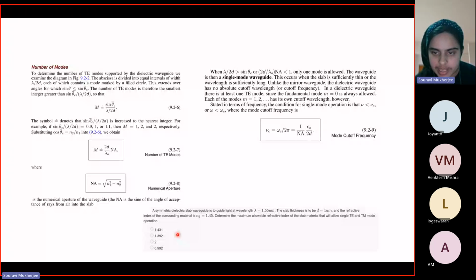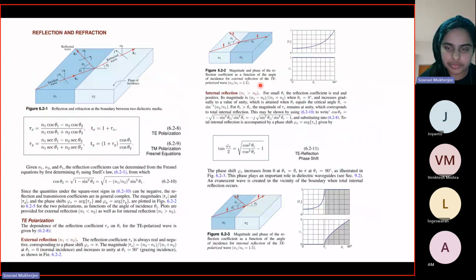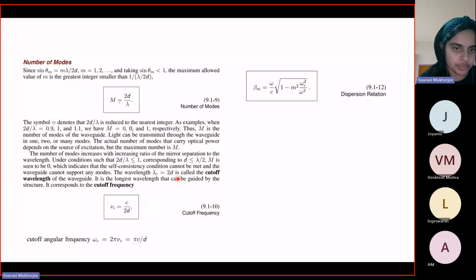Whenever it says allow single TE, that means you're talking about a single mode waveguide. There could also be questions which talk about the cutoff. So we know that there is a cutoff, and there could be direct questions based on the cutoff wavelength relation. If your d is given, what would be your cutoff wavelength, and questions like that.